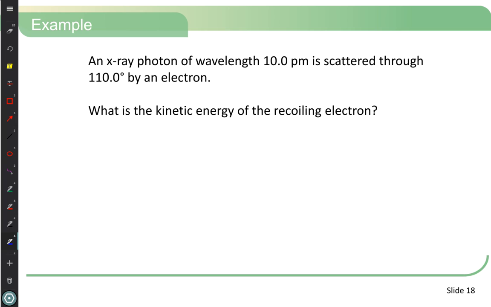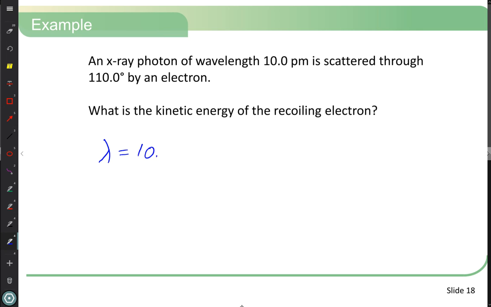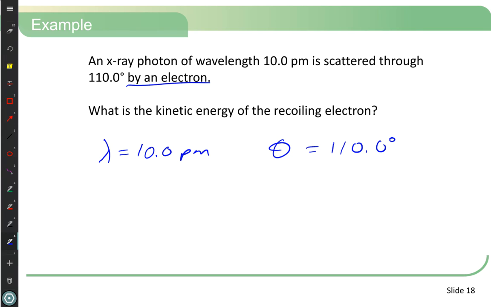An X-ray photon of wavelength 10 picometers is scattered through 110.0 degrees by an electron. So we don't have to worry about, it could have been a proton, we don't know. What's the kinetic energy of the recoiling electron? How would you calculate that? Give me a process.